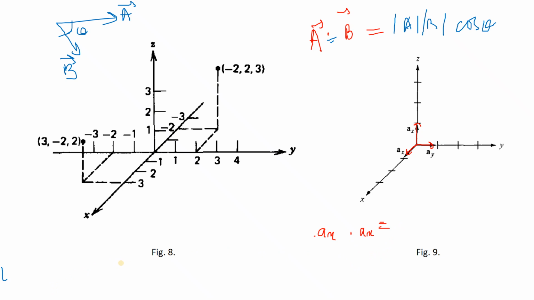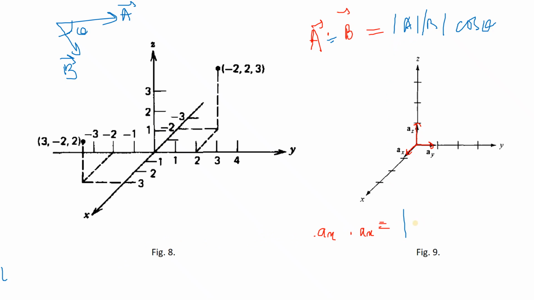That means you are performing the dot product of the unit vector x with itself. Then what will be the solution? 1, sir. Why? Please explain. Sir, cos 0 equals 1.